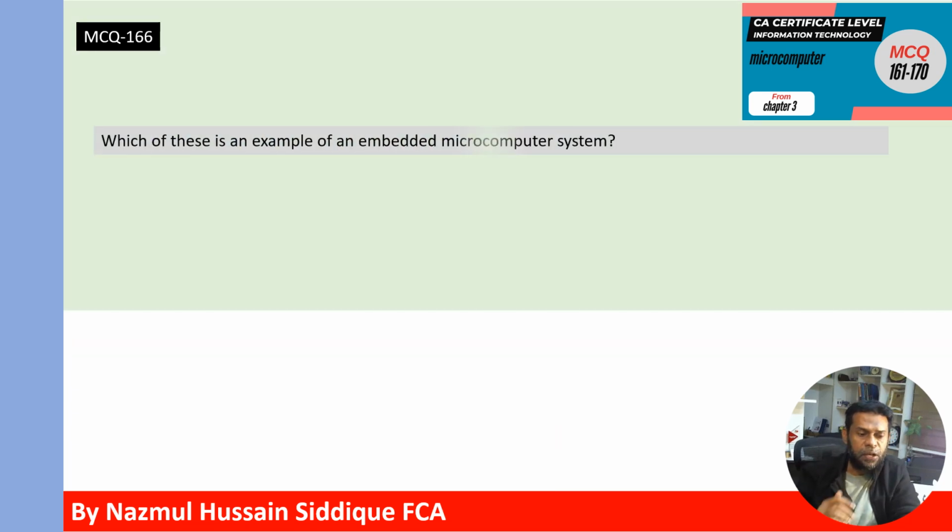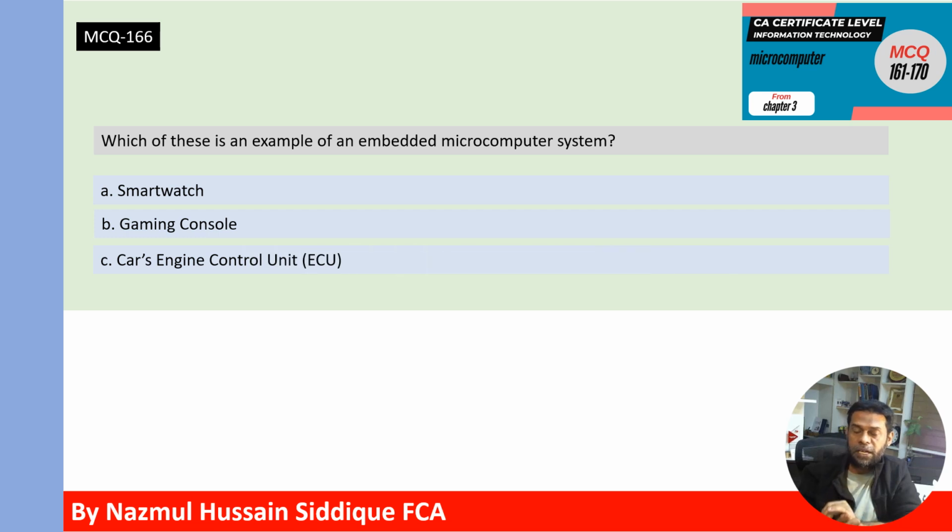Next question. Which of these is an example of an embedded microcomputer system? Option A, smartwatch. Option B, gaming console. Option C, car's engine control unit, ECU. Option D, all of the above.